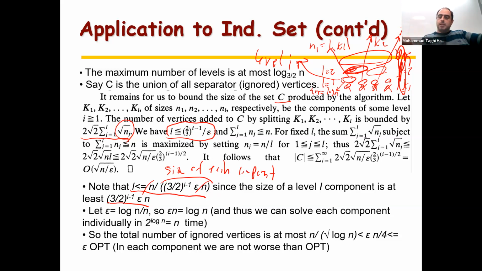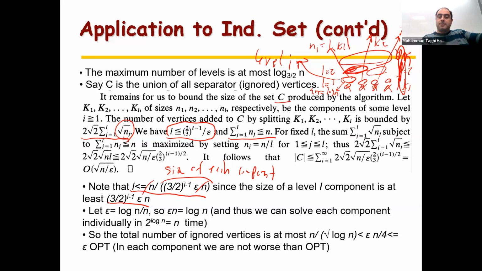And again, I will do this until the size of them becomes epsilon n, and this epsilon n would be equal to log n. So epsilon would be essentially log n over n. Now, this is the first one. The second one is that I know that the sum of these nj's, the sizes of the vertices in this level, would be at most n, because this is any level, and at any level the number of vertices is at most n.